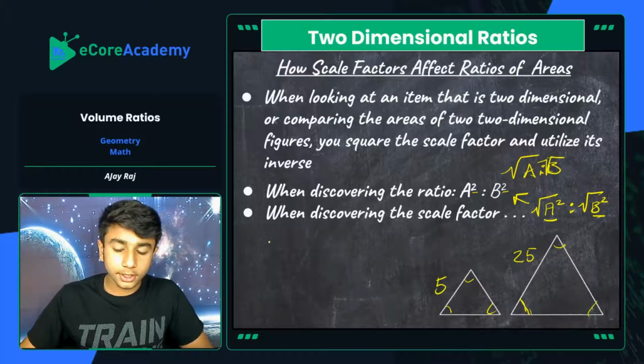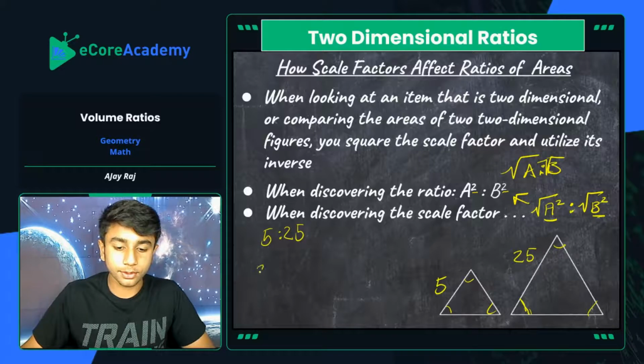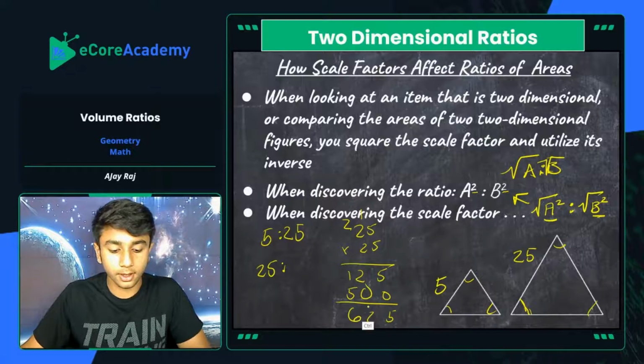So what we can do here is we can take our values here. So we have 25 and 5, so we'll put 5 to 25. And then we know 5 squared is 25. We can square our 25 here, though. So 25 times 25 is 625. So that's our value there.